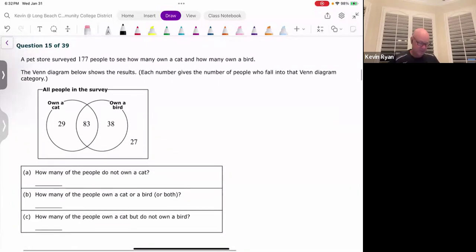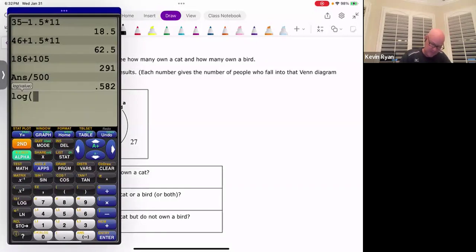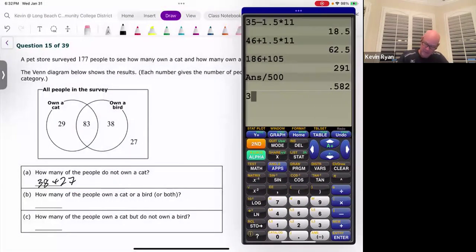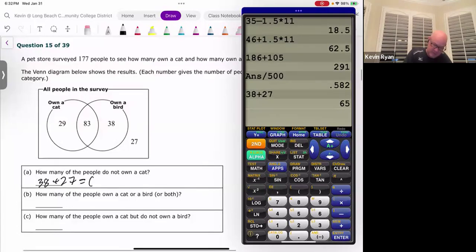A pet store surveyed 177 people to see how many own a cat and how many own a bird. We have the Venn diagram below. How many people do not own a cat? That's going to be 38 plus 27. So that's going to be 65 people.